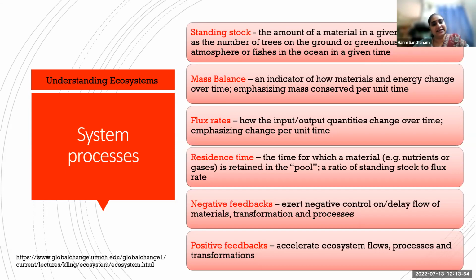Now we also have to understand that the force of feedbacks, as I already mentioned, can be of two types. It can be negative or positive. Negative feedbacks are those pathways which exert negative control on, or delay, the flow of materials, processes, and the transformational characteristic of the ecosystem itself. But positive feedbacks accelerate the ecosystem flows, facilitate the processes, and also bring about the transformations for the ecosystem. So both actually exist together within an ecosystem.